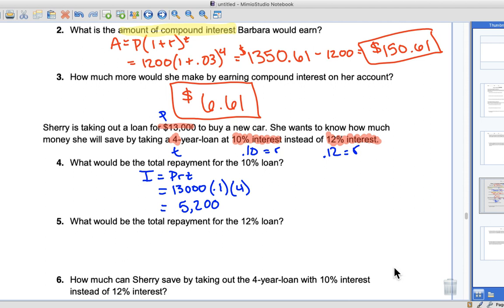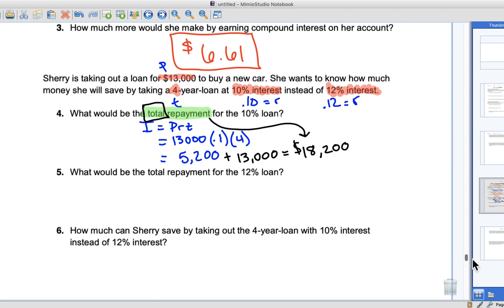Well, for number 5 we'll do 0.12, but we're still on 4. It asks for the total repayment. I have to add the principal back in because Sherry has to repay the 13,000 plus the interest. So she still has to repay the original 13,000 on top of the interest. So altogether, she is repaying $18,200. So that word total, super important.